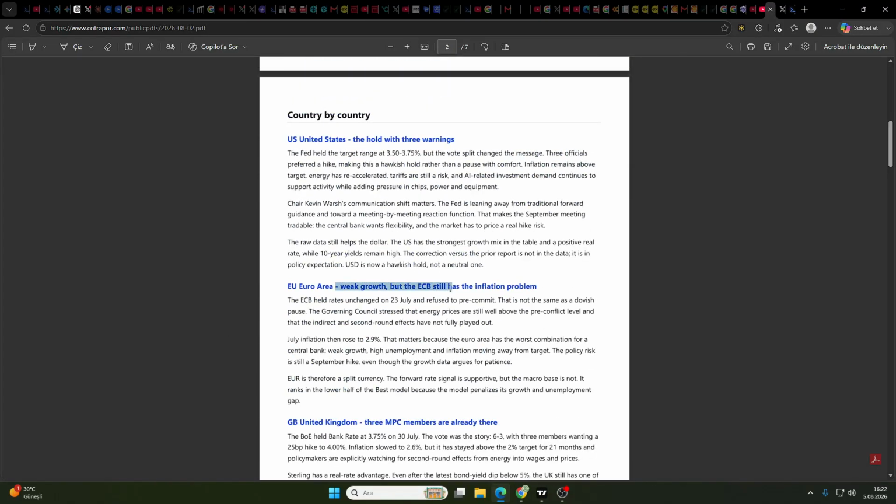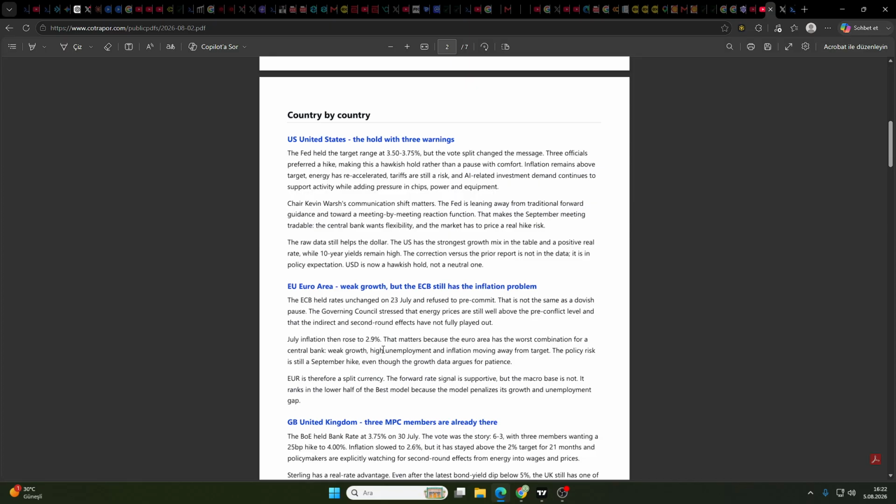In Euro, weak growth, but the ECB still has the inflation problem. The ECB held rates unchanged on 23 July and refused to pre-commit. That is not the same as a dovish pause. You can clearly see it's not dovish, it's hawkish actually.